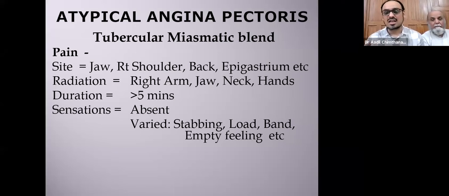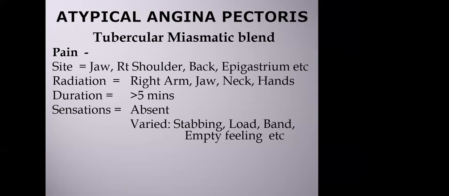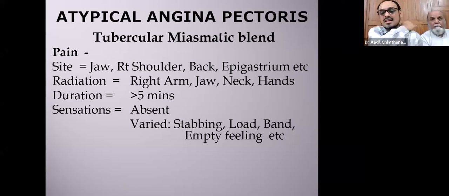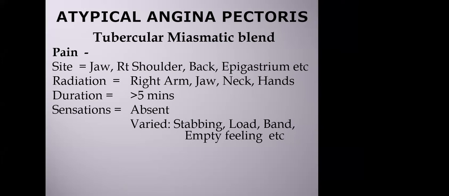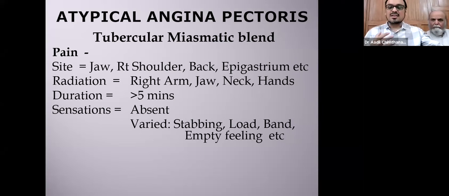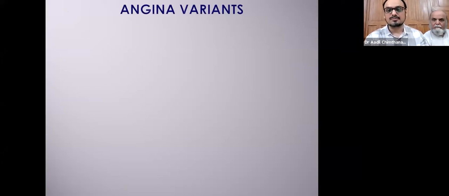But he does not have chest pain. He has back pain. And whenever he walks about 1 or 2 kilometers, he starts having back pain. Epigastrium. The radiation can be, initially we thought chest pain radiates to the left side. But now no longer. Chest pain can radiate to the right side also and can be angina. To the right jaw, to the neck, back of the neck, to the hands. The duration can be more than 5 minutes. And you can have a stabbing sensation, a load sensation, or a band sensation, or an empty feeling.